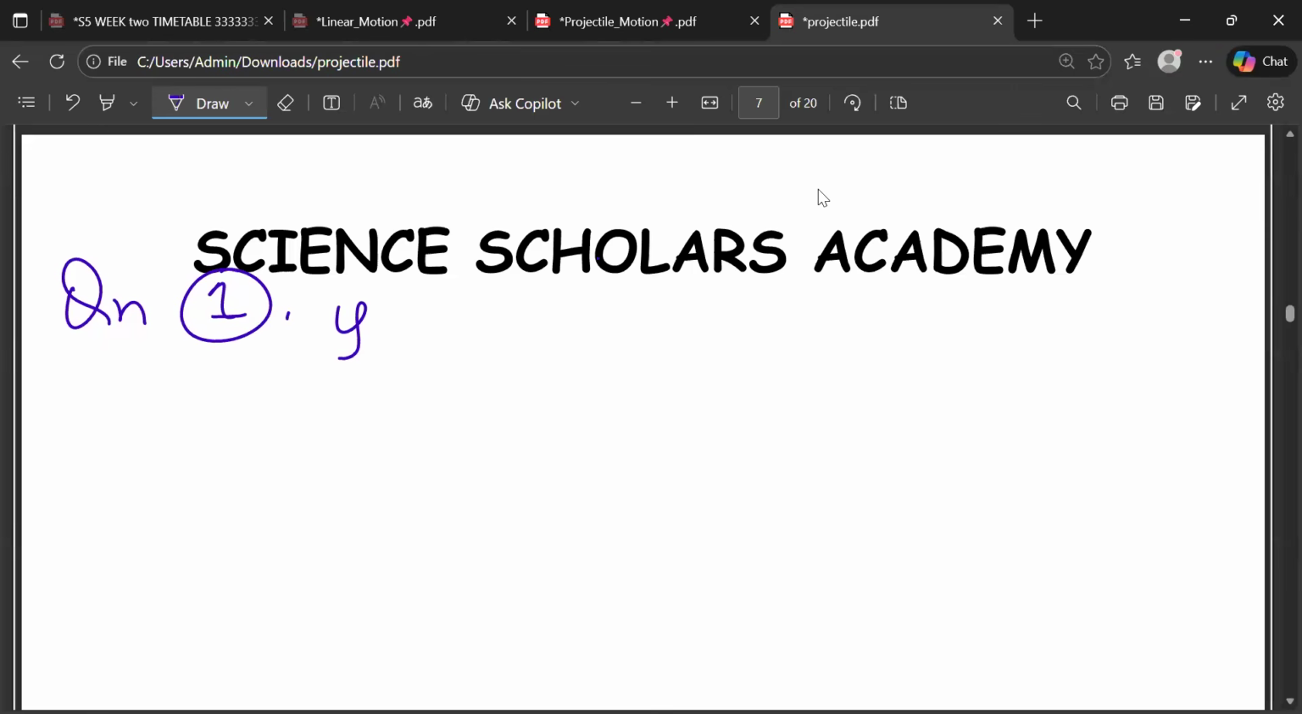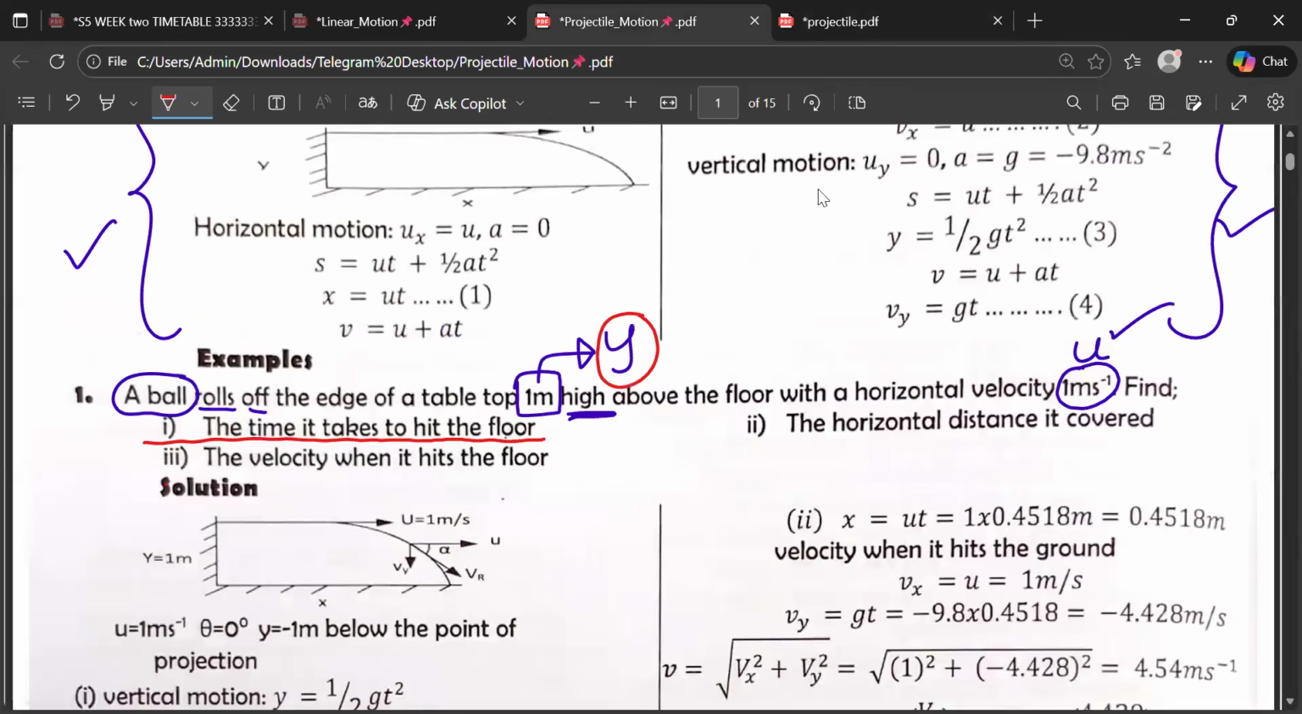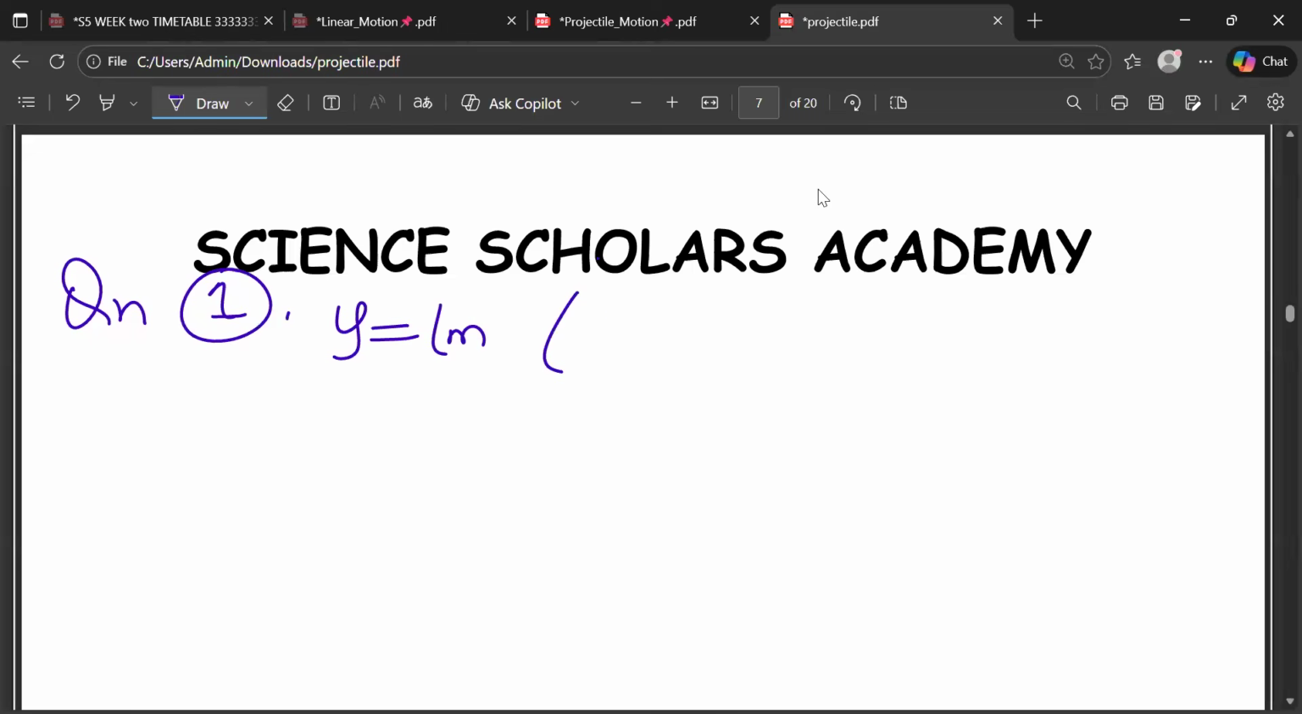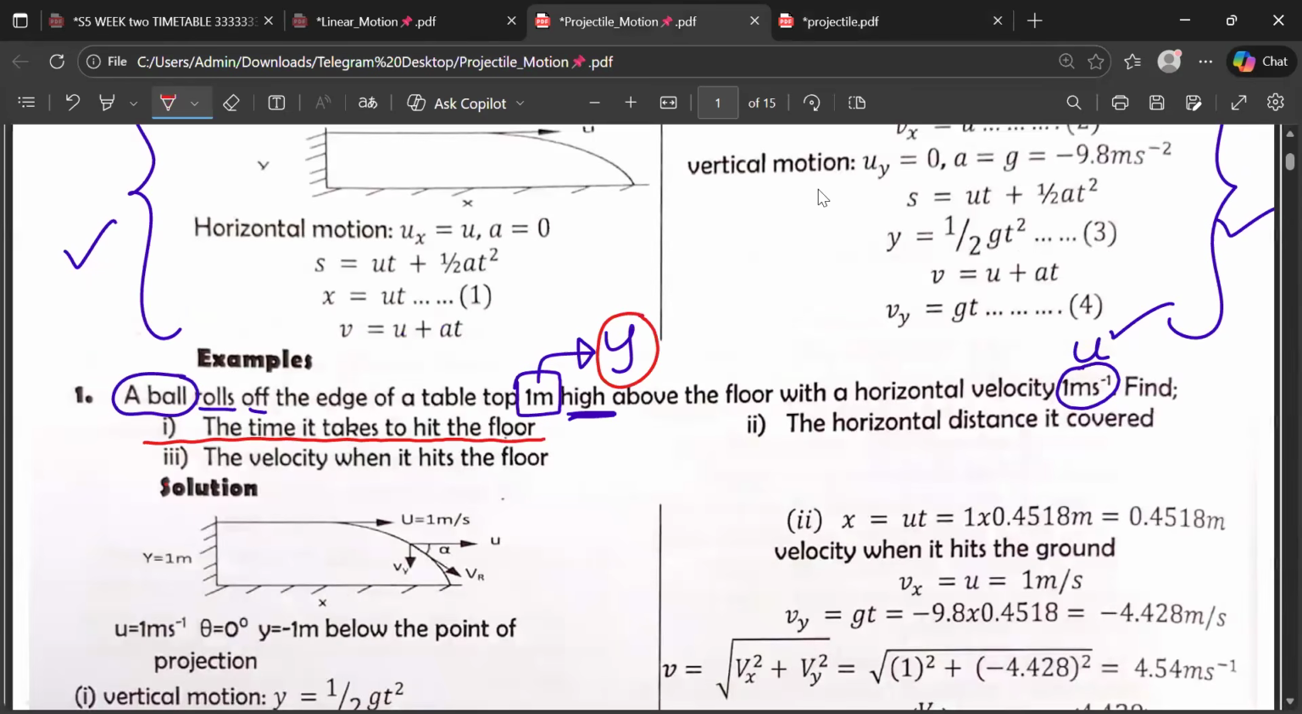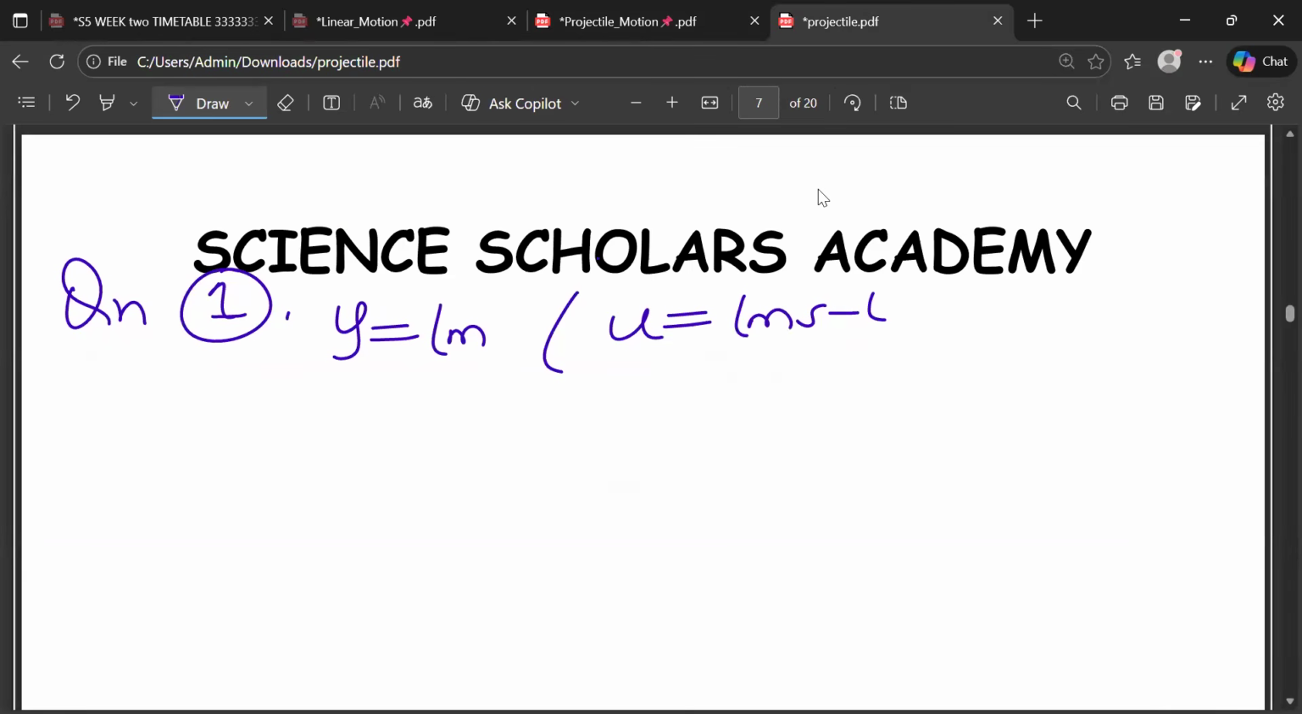So question 1, the y is 1 and the SI units are there, the meters. You're having u as also 1 meters per second, and they're asking you for the time it takes to hit the floor. They're asking you for the time t. Simple as that. So you just need to look for which equation is going to help me, which equation really has the time I'm looking for.